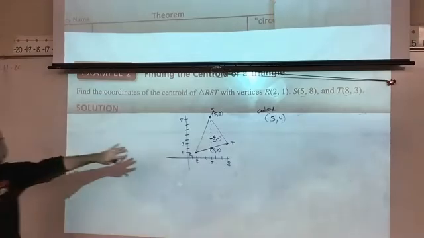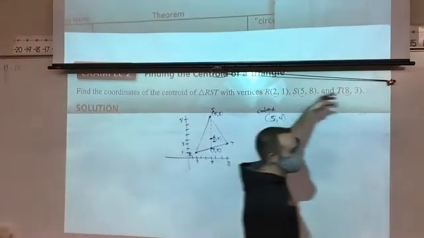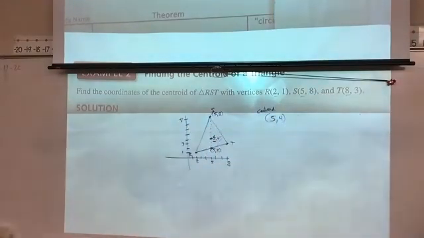Not that this was difficult, right? But the average of the x's and average of the y's is a little bit easier. Average of the x's, average of the y's for the centroid. That should be a pretty easy one to do. Any questions on that? Okay.